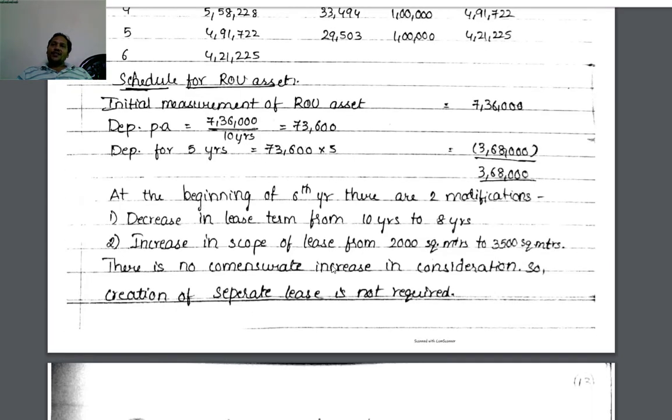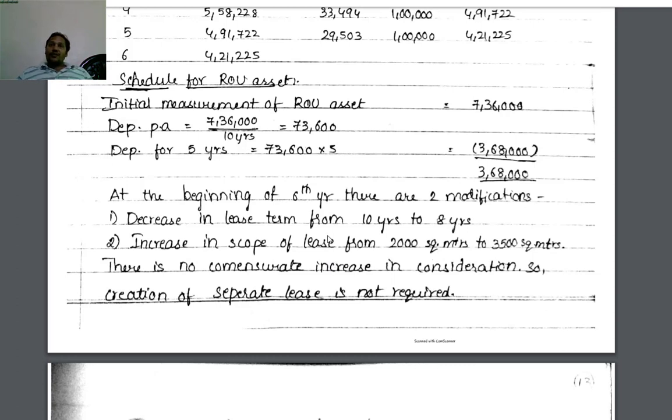Now, one by one, 2 modifications are there at the beginning of the 6th year. One is a decrease in lease term from 10 to 8 years. Original duration is for 10 years, now it is reduced to 8 years. Second one is an increase in scope of lease from 2000 to 3500 square meters, and there is no commensurate consideration. So increase in scope is there, but commensurate increase in consideration is not there. There is no need for creating a separate lease. Separate lease is not required.